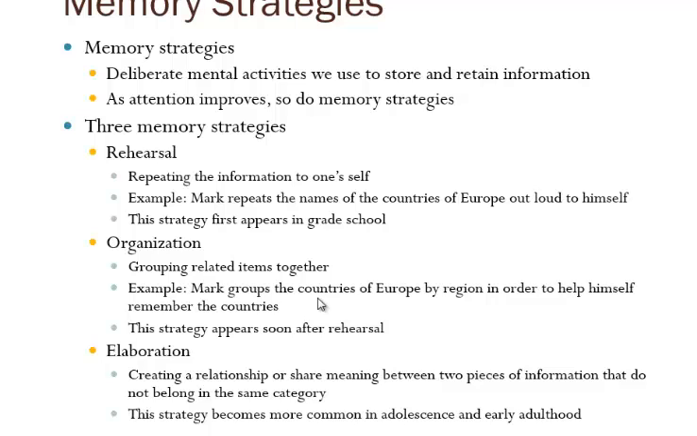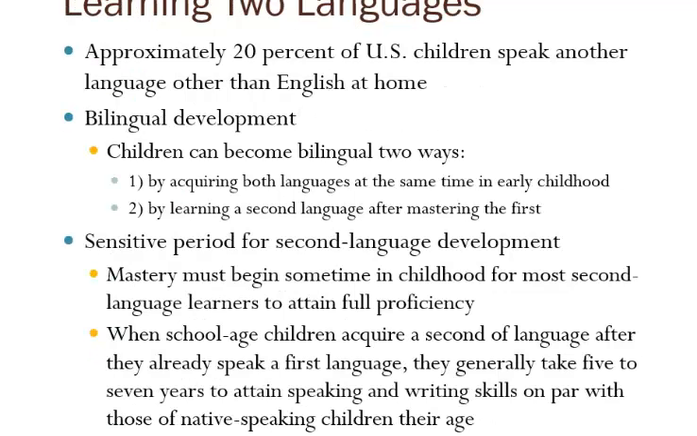And then you have elaboration, which is an even more advanced memory strategy. This creates a relationship or meaning between two pieces of information. This strategy becomes more common as the child gets closer to adulthood. In other words, you try to associate something with an event, or with a person, or with another item. These are also ways to remember things.